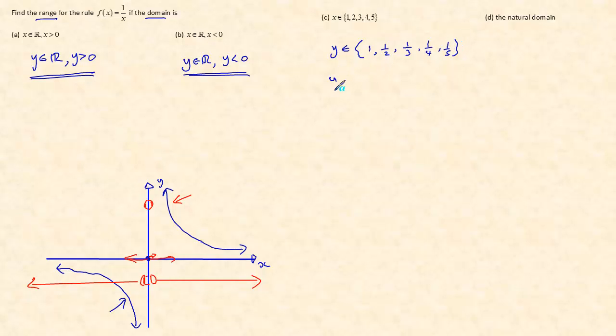Now that's absolutely fine, but personally I'd like to have those in numerical order. So I'd probably do a fifth, a quarter, a third, a half, and 1. But that's just me being OCD. It would be absolutely fine to do this.